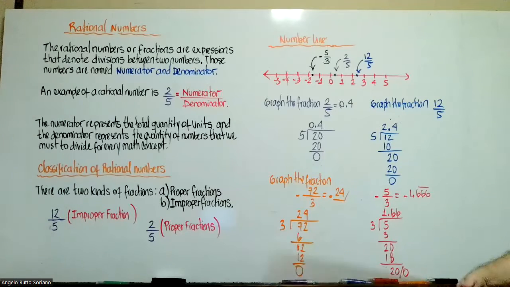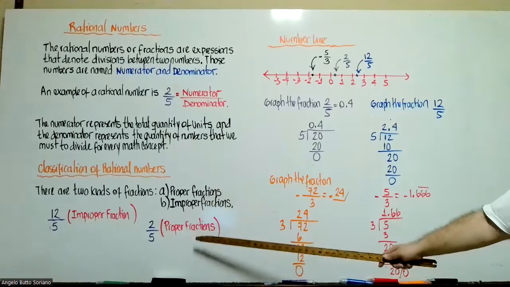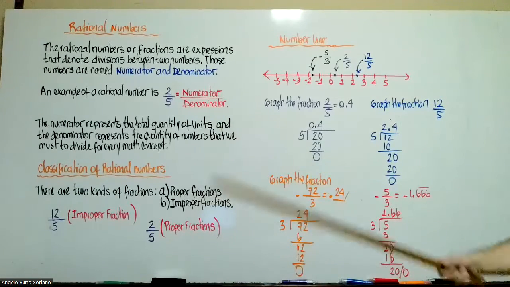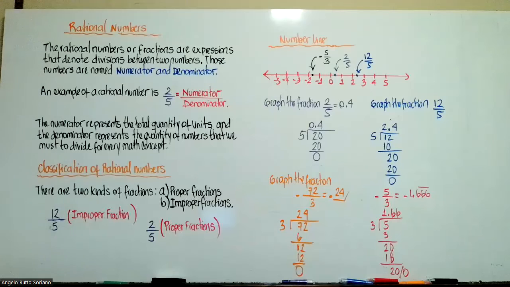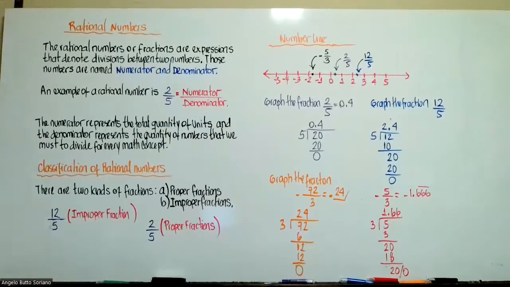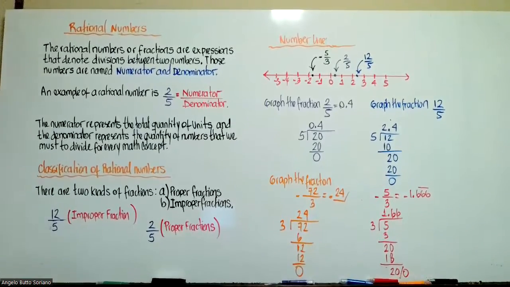Y las fracciones propias es lo opuesto. Las fracciones propias es cuando el numerador es menor que el denominador. Y aquí usamos el 2 quintos como el ejemplo que nosotros hablamos desde el inicio, ¿verdad? Ahora, ¿qué papel fundamental juegan las matemáticas? Los números racionales o fracciones.